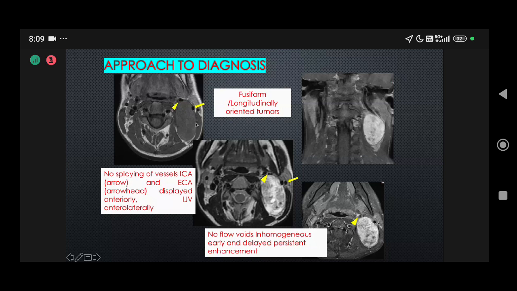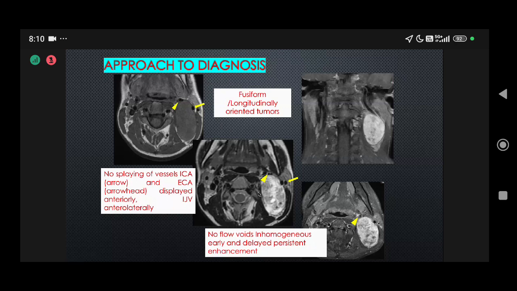Now whenever we are seeing a lesion of the carotid sheath, what are the important structures lying and what is the situation of the vessels? Here there is no splaying of the vessels. This is the ICA and this is the ECA. So it is not displaced, no splaying of the vessels, and the IJV is displaced anterolaterally. Here you can see, you are not able to see any flow voids within the lesion.